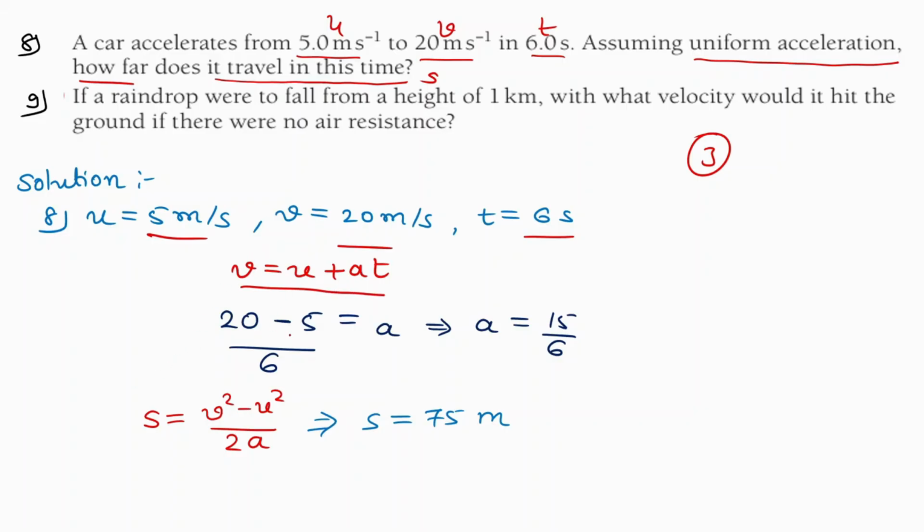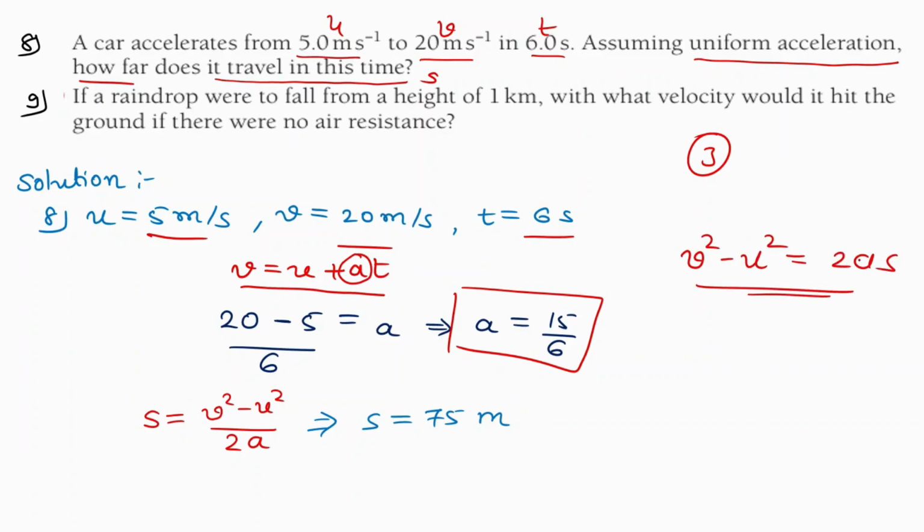We have v, u, we don't have a. So we need to find a first. Here we find a over here. And then we use this equation, v square is equal to u square plus 2as. In this equation, we know a, u, v, and we get s easily.